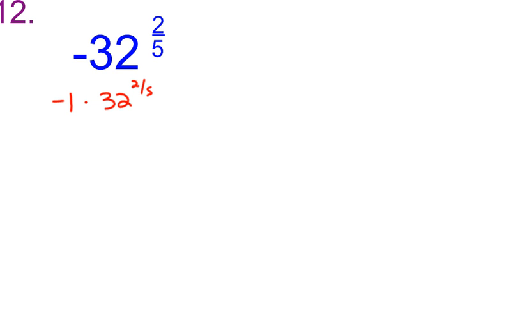Then I'm going to break down, and I'm just going to bring this negative 1 along for the ride until I'm done. So I'd have negative 1 times the 5th root of 32 squared. I punch the 5th root of 32 in my calculator. I'll give you a second to try that.